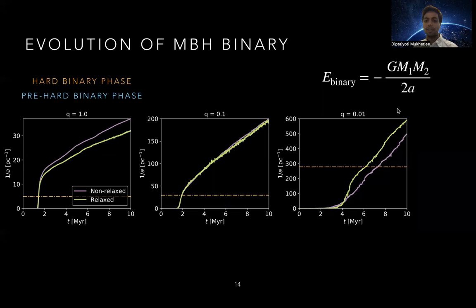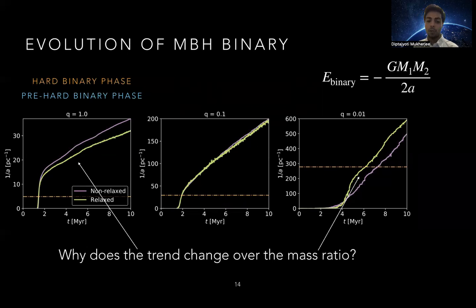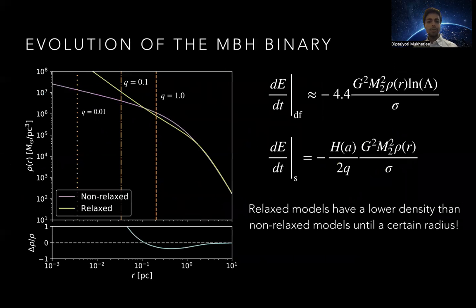And in the Q equals 0.01 scenario, the relaxed model is losing energy faster. So we are curious, and we ask the question, why does this trend change over the mass ratio? In order to investigate that, we actually need to go back and see what's happening to the density function between relaxed and non-relaxed models.